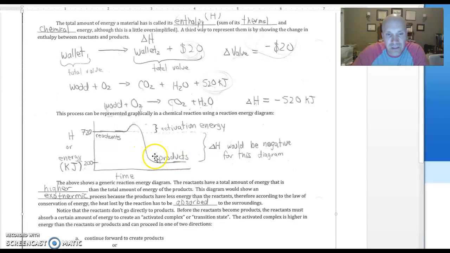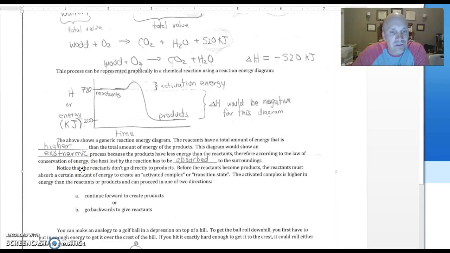The difference in the energy of the reactants and the products would be the delta H. It would be negative for this diagram because the products have less energy than the reactants. Another way to think about this is the amount of heat given off by this reaction. Remember, if this has energy and the energy is no longer there in the products, the energy had to go somewhere. Where the energy generally is going to go is heat that's given off by the reaction.